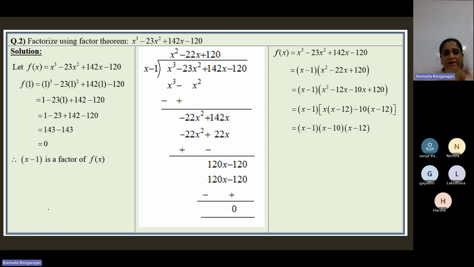So if 2 works there, find P of 2. If 1 works there, find P of 1. Right? So it's cubic. Find one factor. Division, long division. Division algorithm. When you divide, you get a quadratic quotient. Split the middle term and find all the 3 factors.